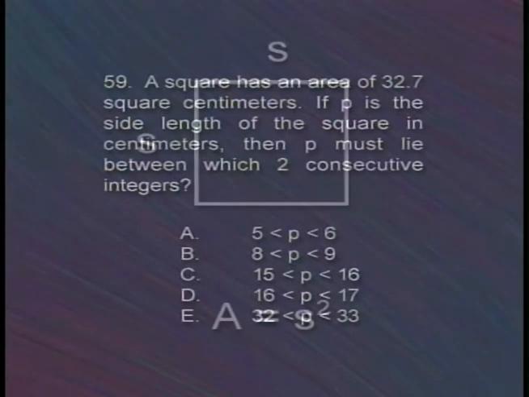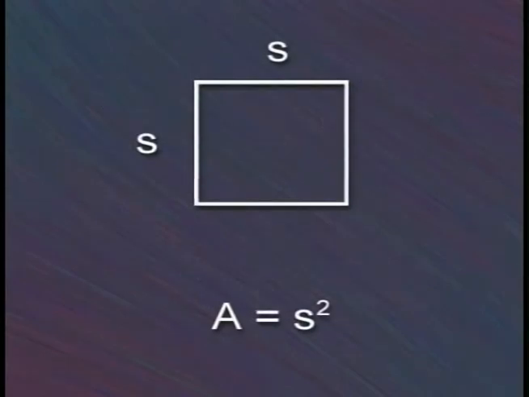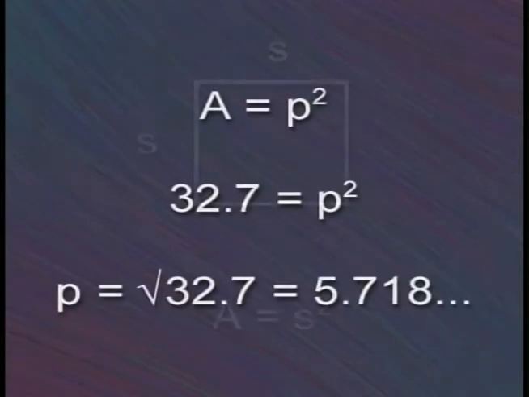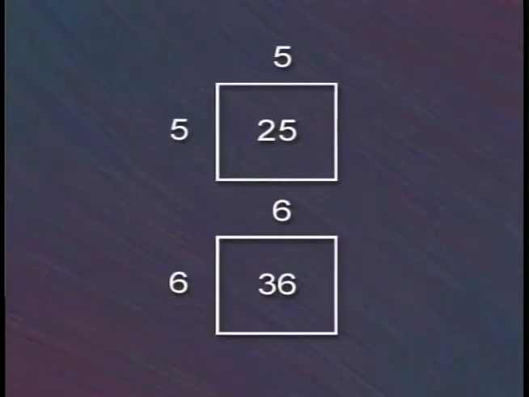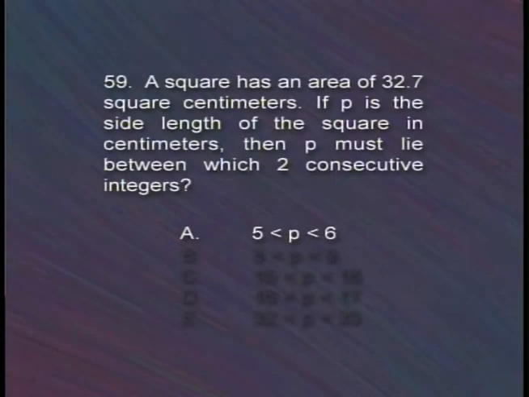Let's recall the formula for the area of a square. Area equals side squared. If the area of the square is 32.7, then a side P is the square root of 32.7. Using a calculator, the square root of 32.7 is 5.718, and so on. Or without a calculator, we could quickly estimate that the square root of 32.7 is somewhere between 5, because 5 squared is 25, and 6, because 6 squared is 36. In either case, the correct answer is A.